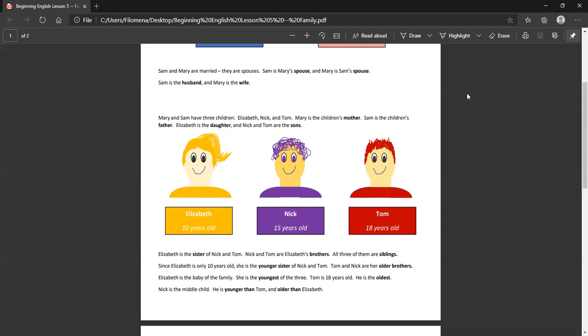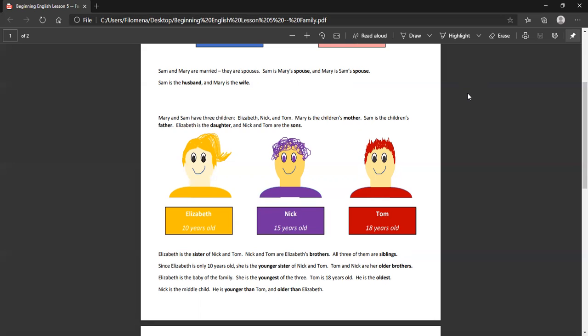So if someone asks you how many brothers do you have, or how many sisters do you have, you will respond with only your brothers or only your sisters. But if they ask you, how many siblings do you have, that means brothers and sisters. Since Elizabeth is only 10 years old, she is the younger sister of Nick and Tom. Tom and Nick are her older brothers.